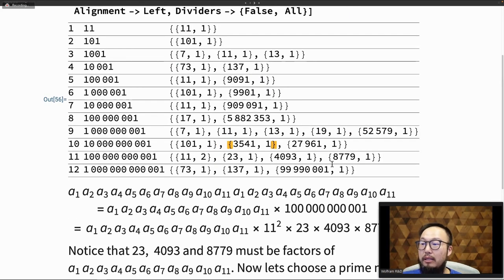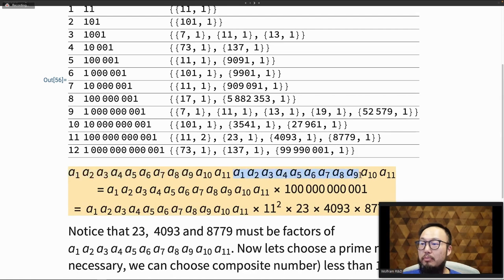So the idea here is, if you want to generate a number that can be a perfect square as you repeat part of it, for example with this guy, you need some factors to be squared.